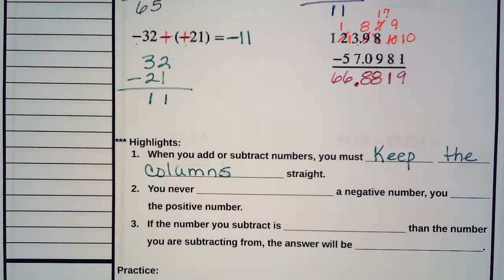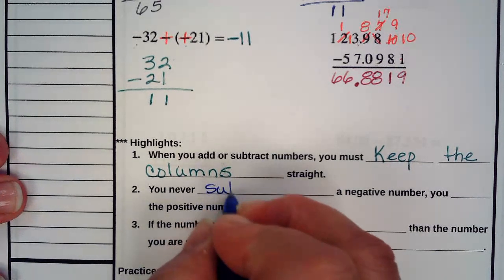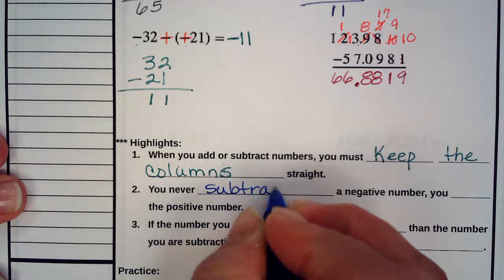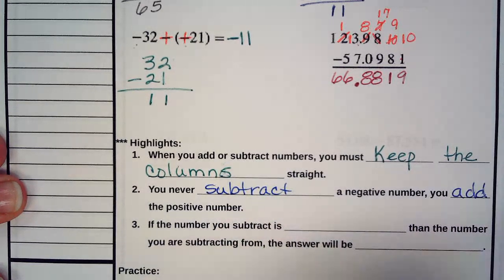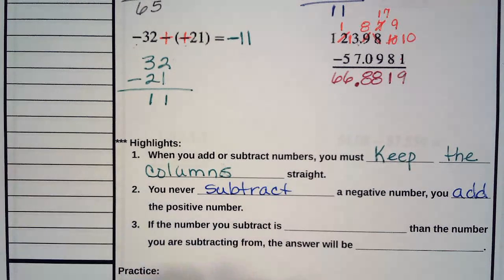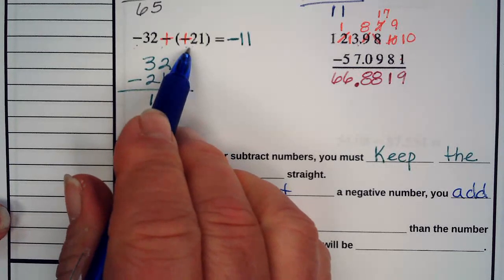You never subtract a negative number. Never, ever, ever subtract a negative number. Instead, you add the positive number. Just like we did up here, we didn't subtract a negative, we added the positive.